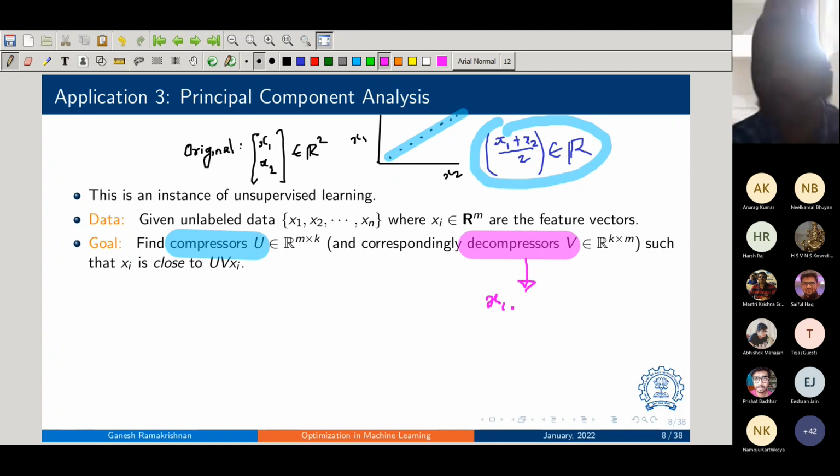It would be what? What would x1 be? Basically, you want to recover back x1, x2, right? What is x1 for this data? For such data, what is x1?